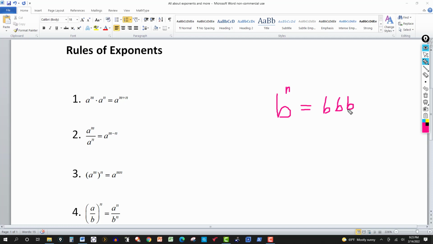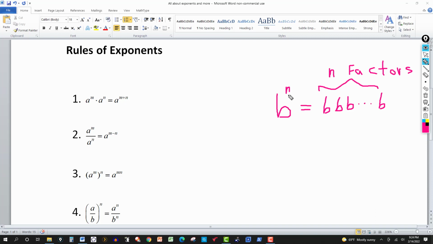times b, and so on. And that's going to be n factors. So if this space had an exponent of 3, I could expand it and write 3 factors of b. b times b times b. If it was 5, I'd have b times b times b times b times b, 5 factors, and so on.